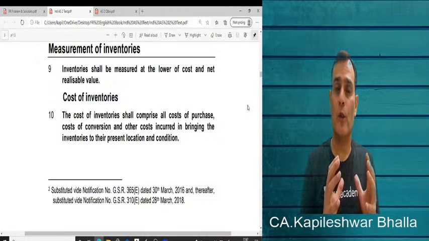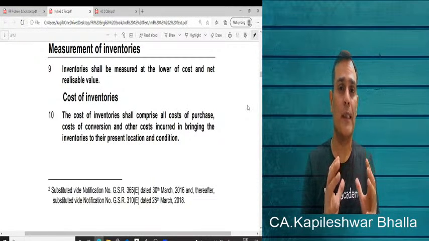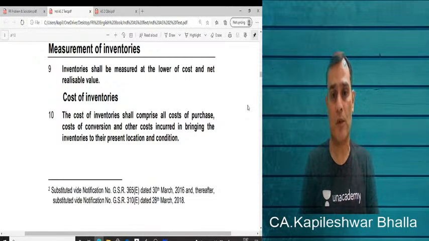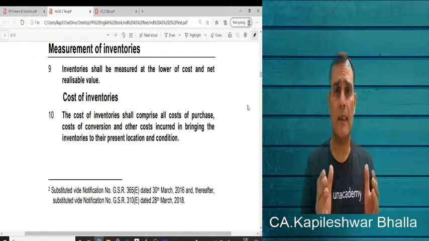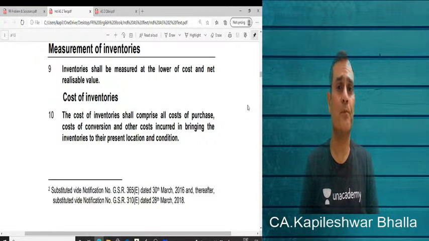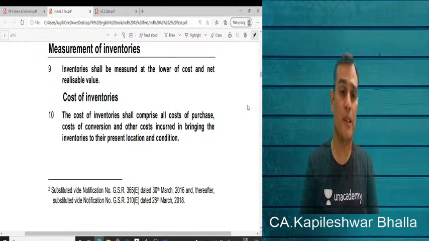So we can say when you're looking at cost, there are three broad categories of cost. One is the cost of purchase, and one is the conversion cost. Conversion cost is nothing but direct labor, plus the factory overheads, which we also call production overheads or manufacturing overheads, irrespective of whether they are variable or fixed.